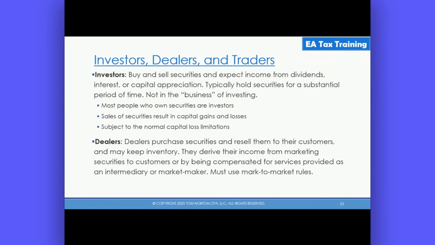So dealers, again, they're like merchants. They're buying products in order to resell them to customers. It just so happens that the products they're buying are investments. And so if they are a dealer, then they have to use these special mark to market rules.